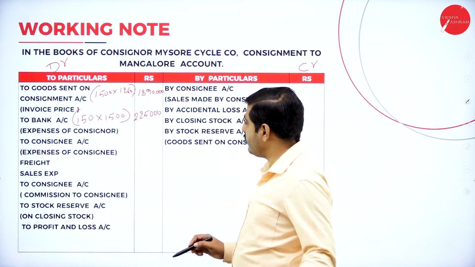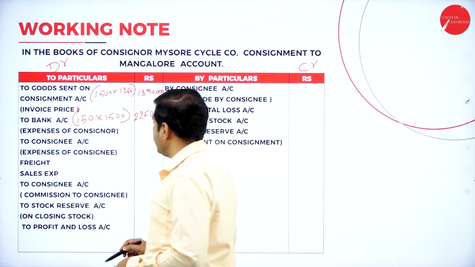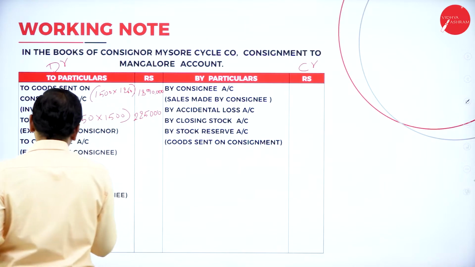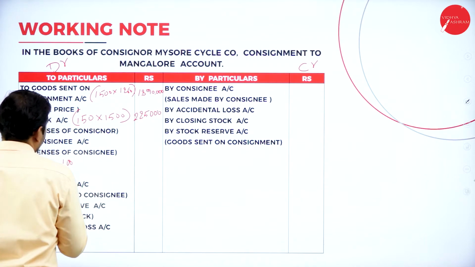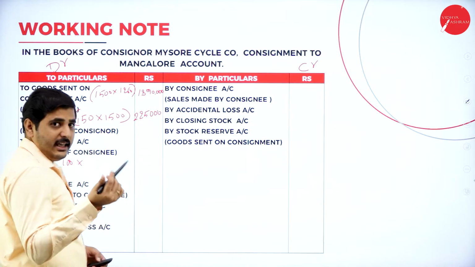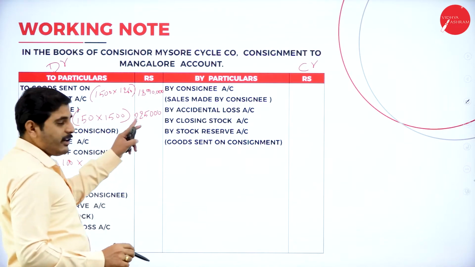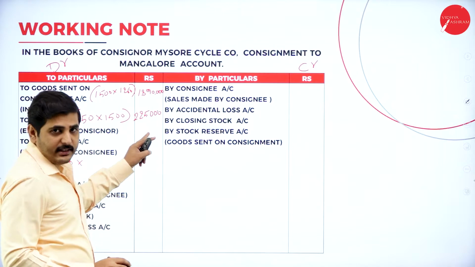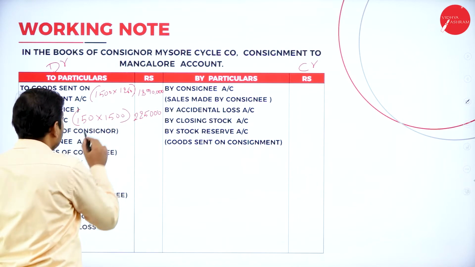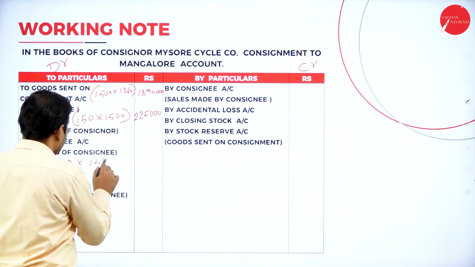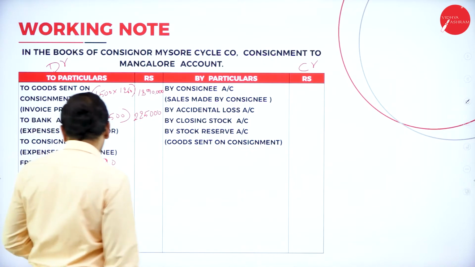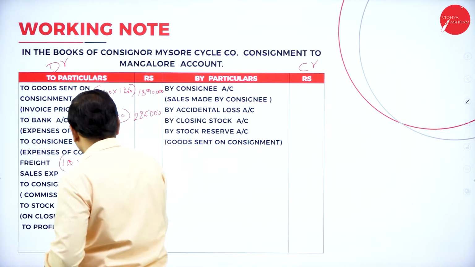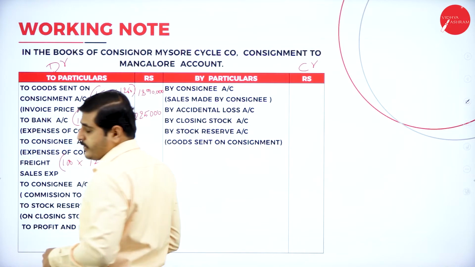Again, to consignee account, expenses of the consignee. So here on freight and other charges, he has spent 100 rupees for each bicycle into how many cycles he got after damage of 10 cycles. Out of 1,500 cycles, he got only 1,490 cycles. So on 1,490 cycles he has spent 100 rupees for freight charges, and 40,000 rupees here.